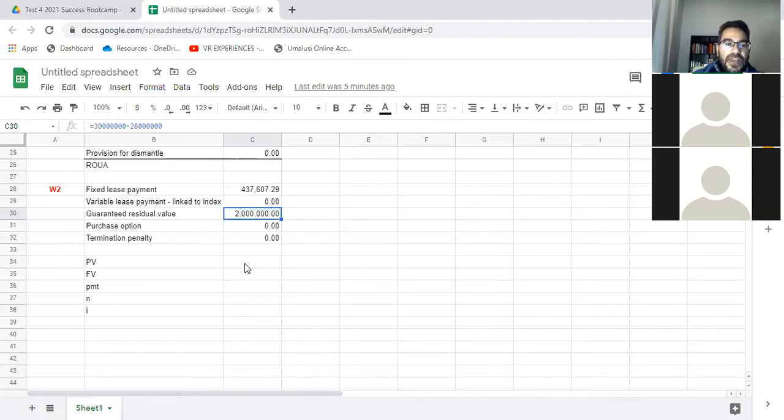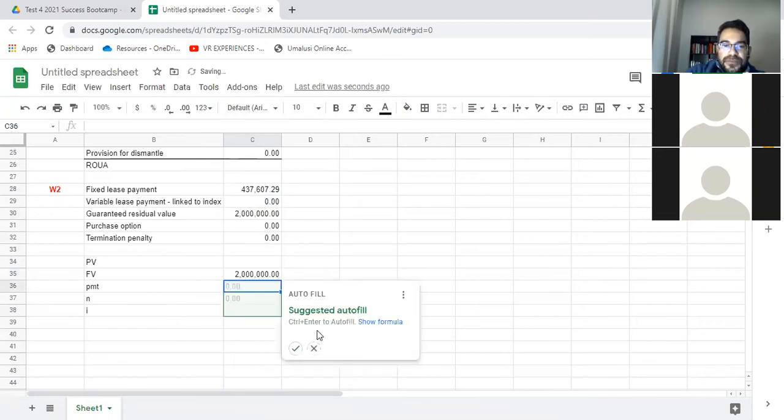Okay, so now we have all those numbers, but now we need the present value. Remember, we want to work out the present value. So what is the future value? Remember, you must understand the definition of the future value. The future value is the lump sum payment at the end of the lease term. A lump sum payment is a once-off payment. Of all these numbers over here, we only have 2 numbers. So the lump sum payment is going to be the guaranteed residual value.